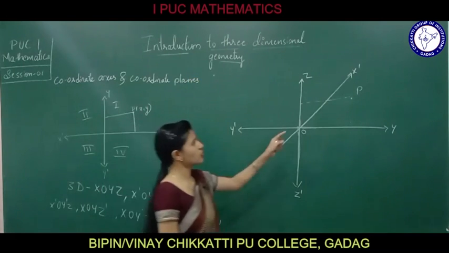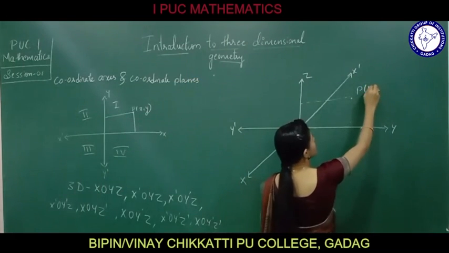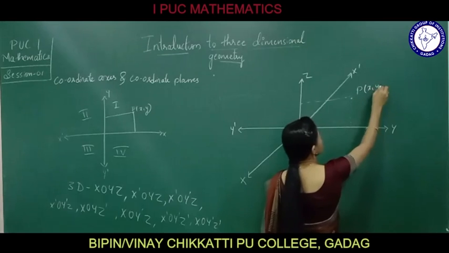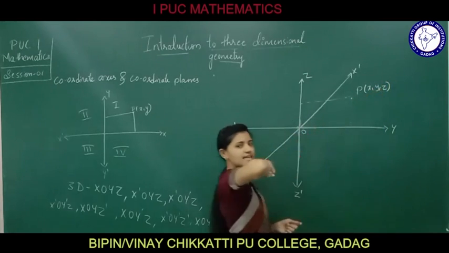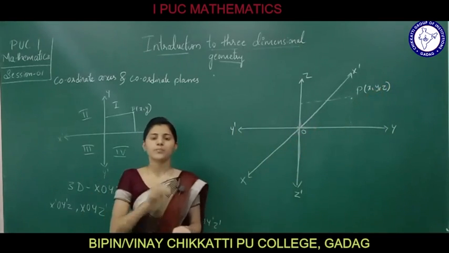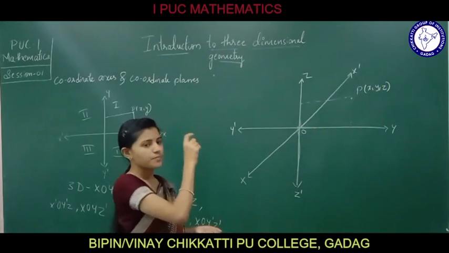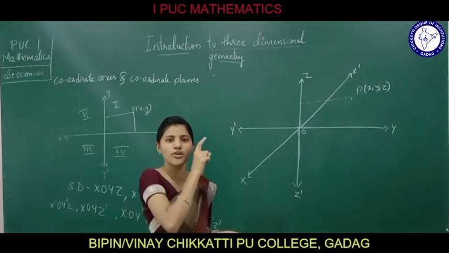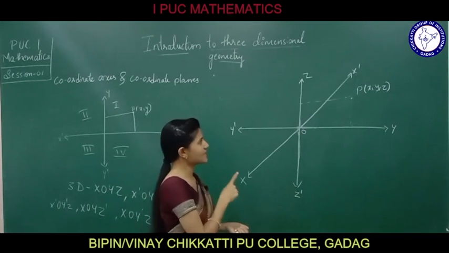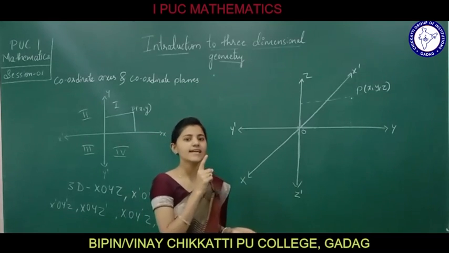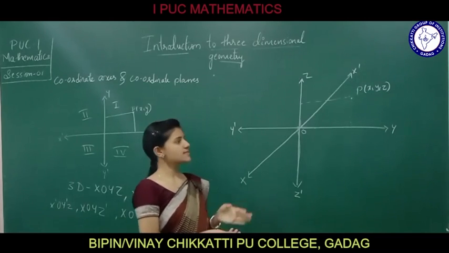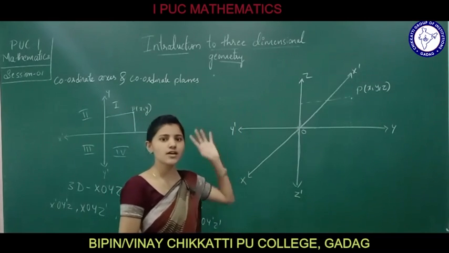How are we going to locate any point P here? It is located by X, Y and Z. Why X, Y and Z? Because we are going to find the position of point P with respect to the X axis, Y axis and Z axis. This is how we are going to locate the point.